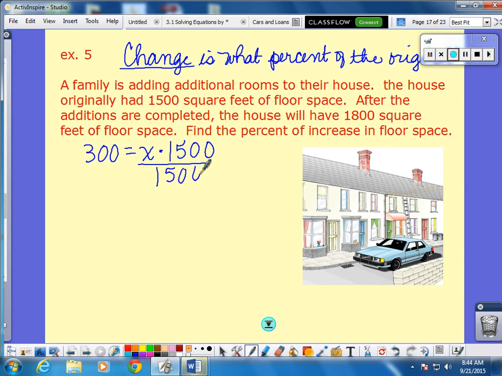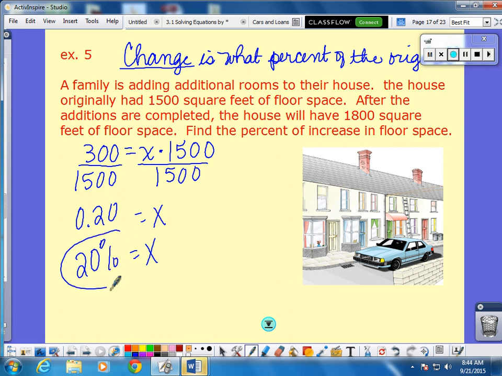All right, so we're going to divide both sides by 1,500. X equals what? 0.2. And we're finding a percent, so that would be 20%. So they have increased their floor space by 20%. Change is what percent of the original. Do you guys think that sentence is easy to plug into? What if I get on the test and I don't know the sentence? Well, I can't use it. All right, so just remember, change is what percent of the original.